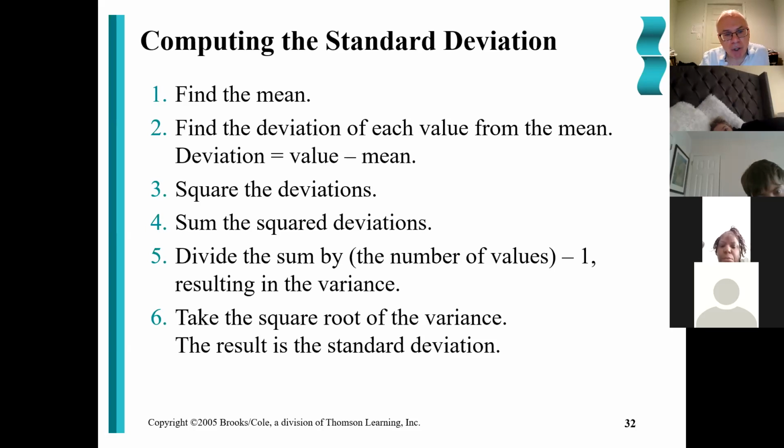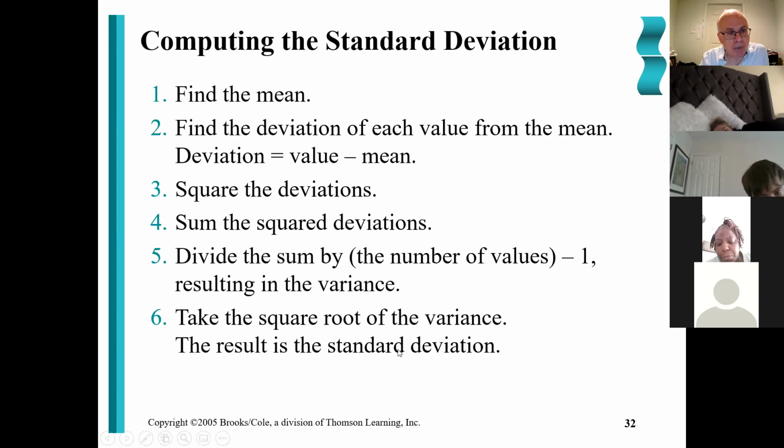So the sum of the squared deviations, this is step 4, divided by the number of numbers in your data set minus 1, gives you what's called the variance. And then you take the square root of that number, and that's called the standard deviation. And that's why the variance is the square of the standard deviation, because to get the standard deviation, you take the square root of the variance.